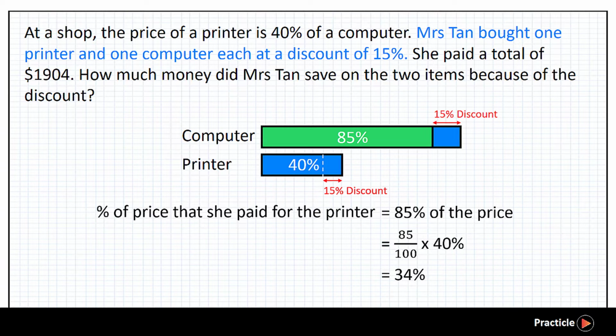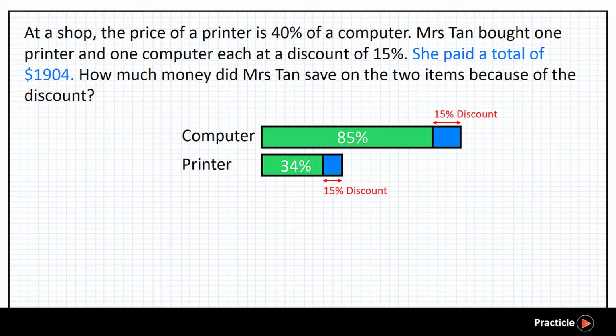Following so far? Let's think about this. 34% is really just a proportion of the price of the printer as compared to the price of the computer. Okay? With that, congratulations! You're just done with the most difficult part of solving the problem. Reading on, the next sentence tells us that Mrs. Tan paid a total of $1,904. So in other words, we know that 85% of the computer price that she paid and 34% of the computer price that she paid for the printer adds up to a total of $1,904.